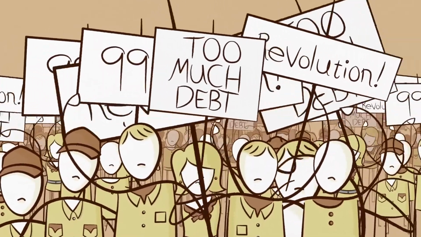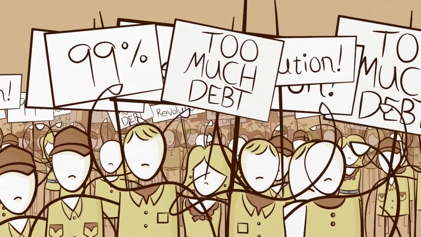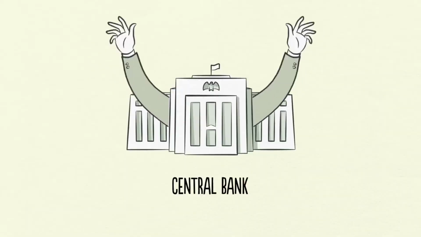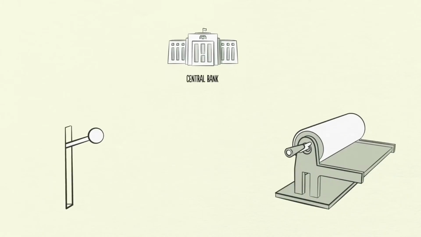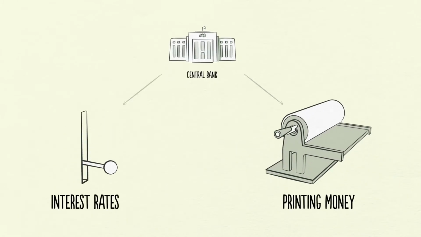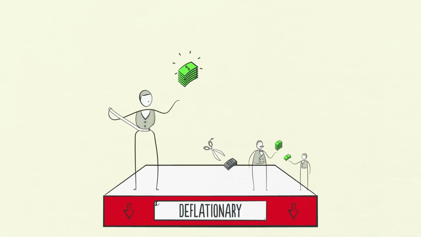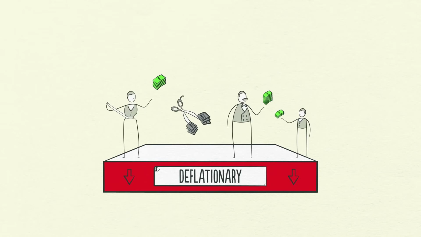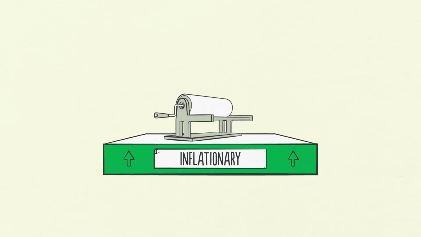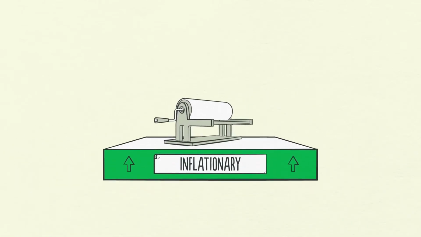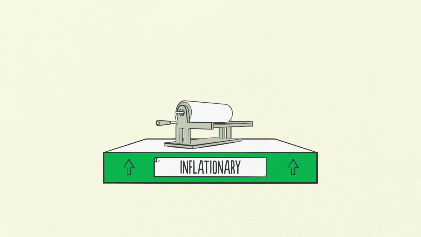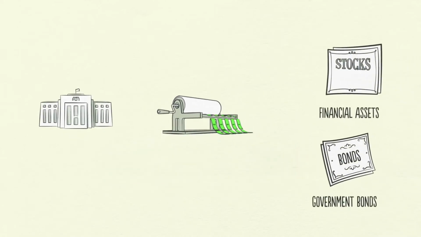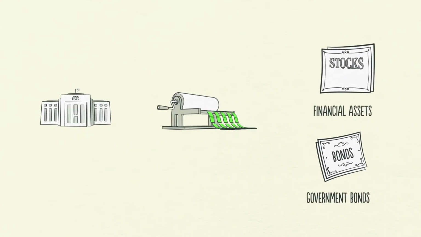People are desperate for money, and you remember who can print money? The central bank can. Having already lowered its interest rates to nearly zero, it's forced to print money. Unlike cutting spending, debt reduction, and wealth redistribution, printing money is inflationary and stimulative. Inevitably, the central bank prints new money out of thin air and uses it to buy financial assets and government bonds.